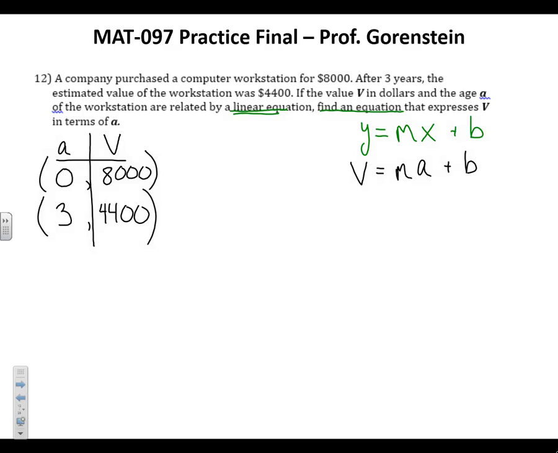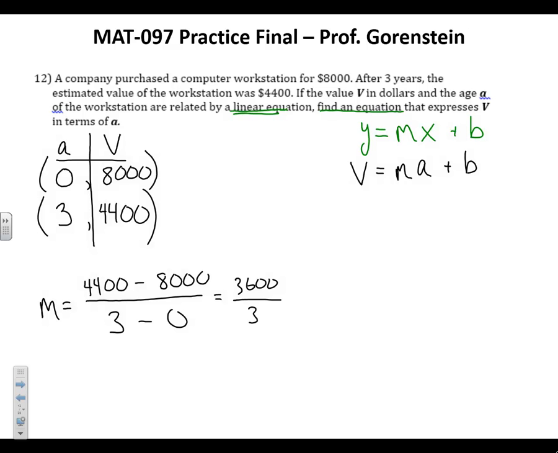So what is the slope of the line through these points? y minus y divided by x minus x. On top we've got negative 3,600. On the bottom we've got 3. Negative 3,600 divided by 3 is negative 1,200. That's our slope. Now we need a y-intercept.